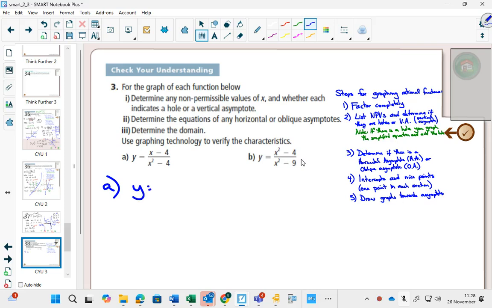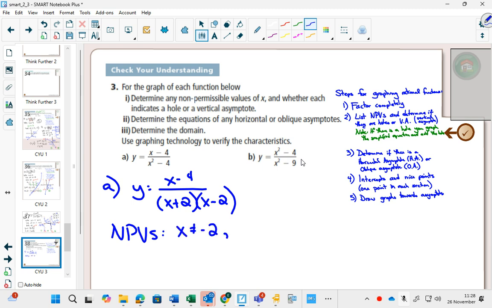So we factor first. We're going to get x minus 4, and the bottom is the difference of squares: x plus 2, x minus 2. So our non-permissible values: x can't equal negative 2, and x can't equal 2.